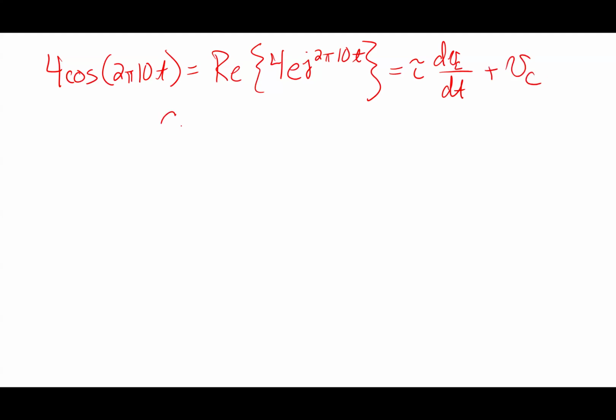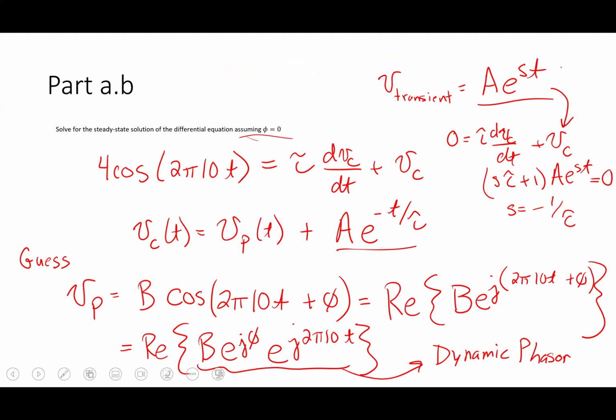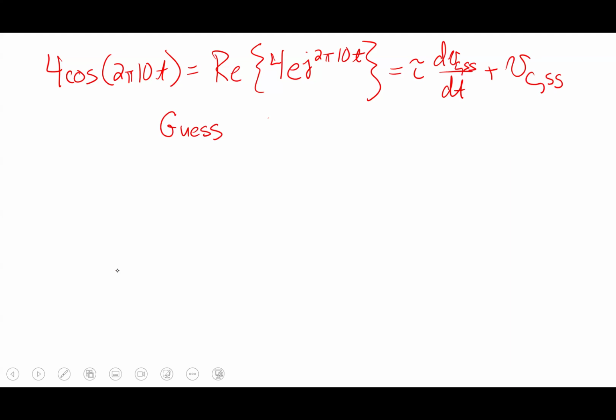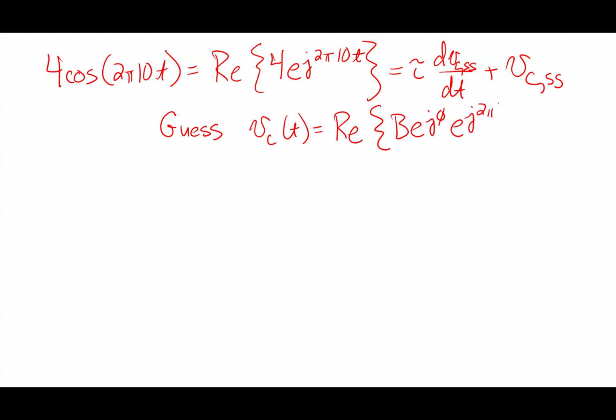And I was guessing that my steady state, and just to be clear, if I'm doing this for the steady state, let me call this v sub c steady state, and let me call this v sub c steady state. So I'm just dealing with the steady state. So I guessed that v sub c of t was the real part of b e to the j phi e to the j 2 pi 10t. All right. Okay. What do I do with this?